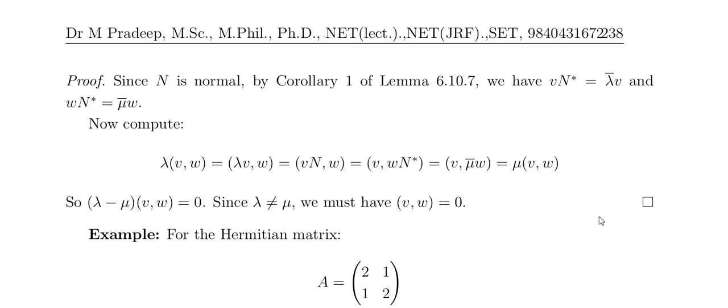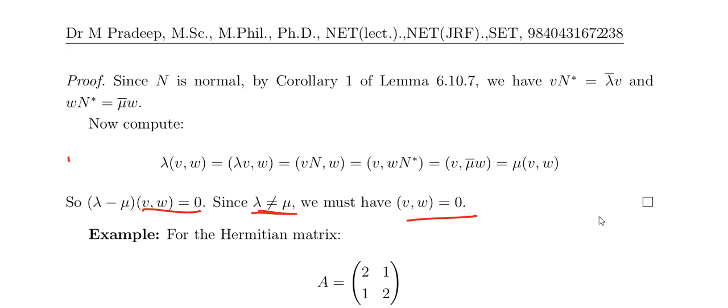Instead of Wn star, we can write mu bar w. That is mu (v, w) will come. So from this, (lambda minus mu)(v, w) equals 0. So we take lambda not equal to mu, distinct, then it should be (v, w) equals 0.